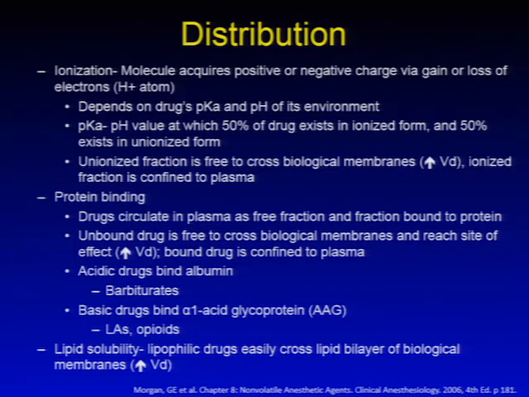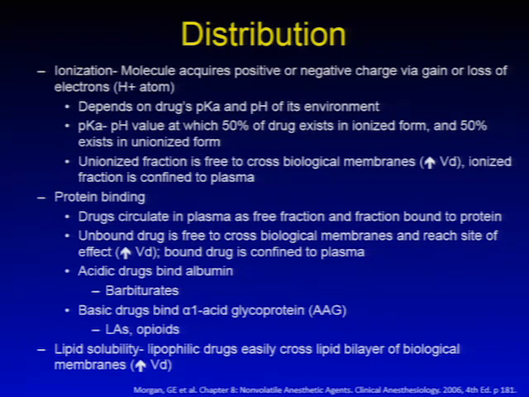Other factors affecting distribution are ionization. Molecules can acquire a positive or negative charge by gaining or losing electrons in the form of a hydrogen atom in the plasma. This depends on the drug's pKa and the pH of its environment, that is, the plasma. The drug's pKa is the pH value at which 50% of the drug exists as an ionized fraction and 50% exists as an unionized fraction. It is the unionized fraction, or the uncharged form, that is free to cross biological membranes and thus has a larger volume of distribution. The ionized fraction is confined to the plasma and has a lower volume of distribution.